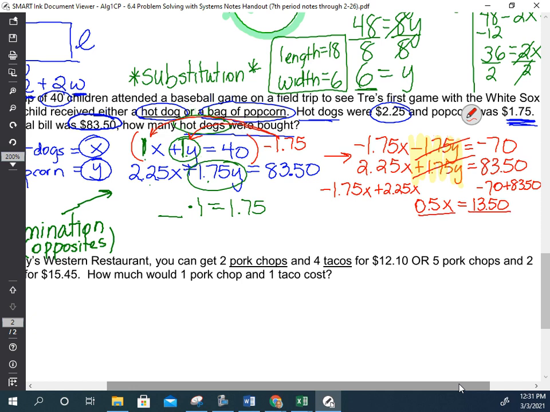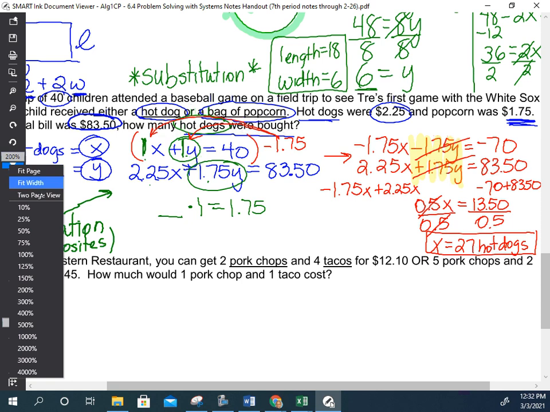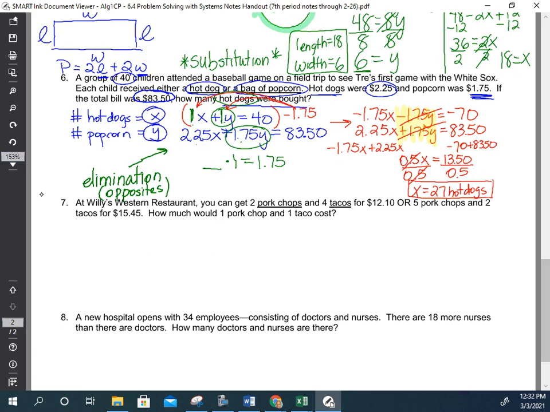Divide both sides by 0.5. So x equals 27 hot dogs. You get 27 hot dogs. That's it. Problem's over.